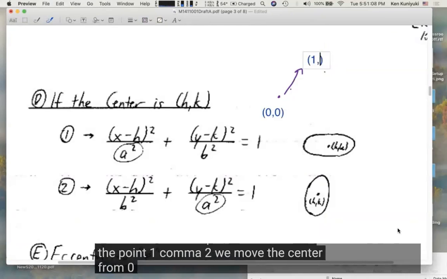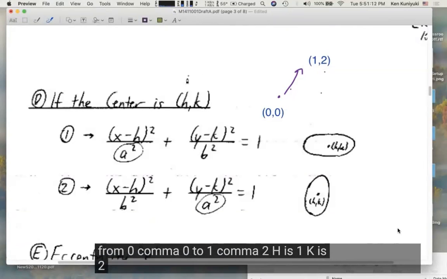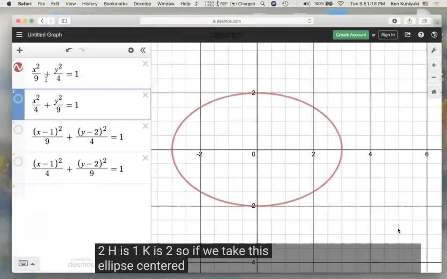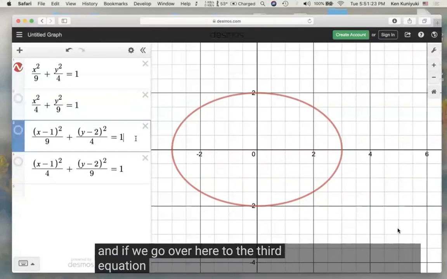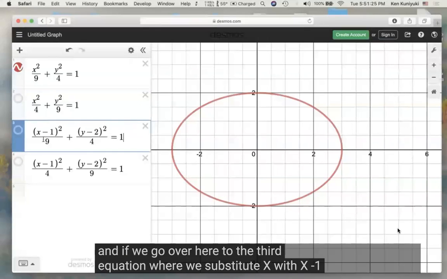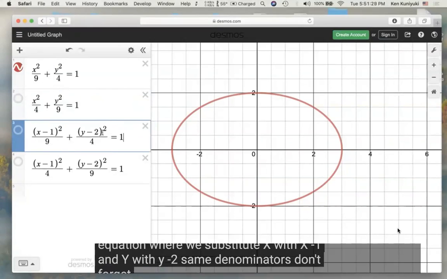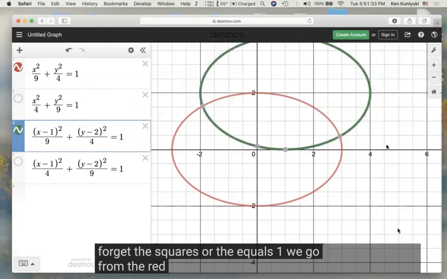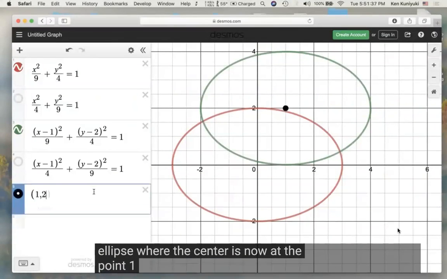We move the center from 0, 0 to 1, 2. H is 1, k is 2. So if we take this ellipse centered at the origin, and go over here to the third equation, where we substitute x with x minus 1 and y with y minus 2, the same denominators, don't forget the squares, or the equals 1, we go from the red ellipse to the green ellipse, where the center is now at the point 1, 2.